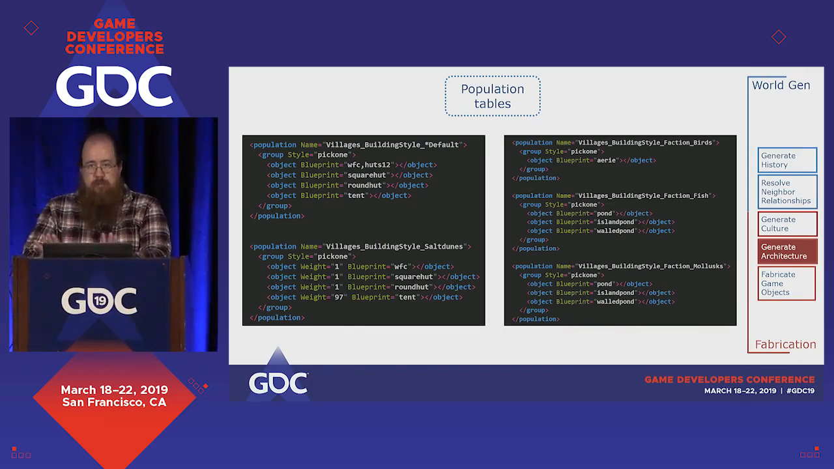In this case, you can see that birds always have aeries, fish always live in ponds, mollusks always live in ponds. And we have an internal order of priorities so that if you've got a fish village, it rolls off the factional table. If it doesn't, it falls down to a regional table. And if that doesn't exist, it gets the default. We don't have one of these for each type of faction, for instance. We specialize the ones that are important, and the rest of them fall through to regional or default population tables.